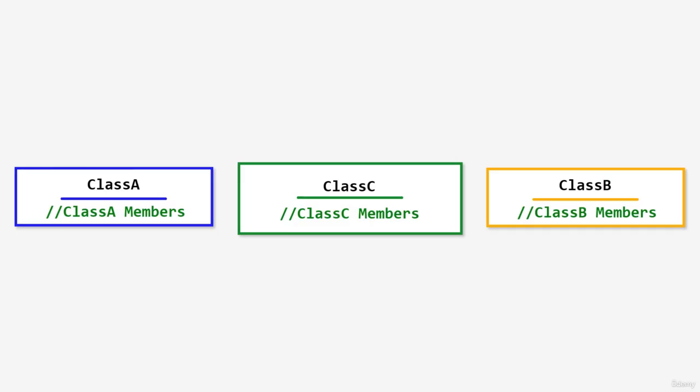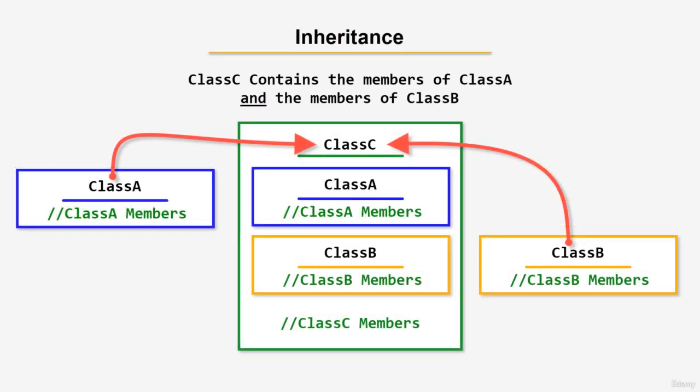In terms of modeling relationships in C++, we have inheritance, and I'll show you a couple of quick high-level examples. Let's say we have three classes, class A, class C, and class B. Each class or struct will have their own members, right? Whether those are member variables or member functions. Now let's look at an example of inheritance.